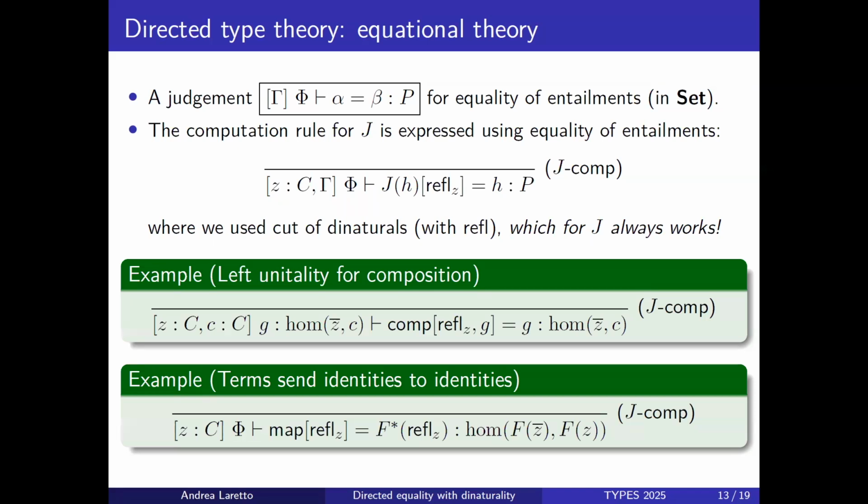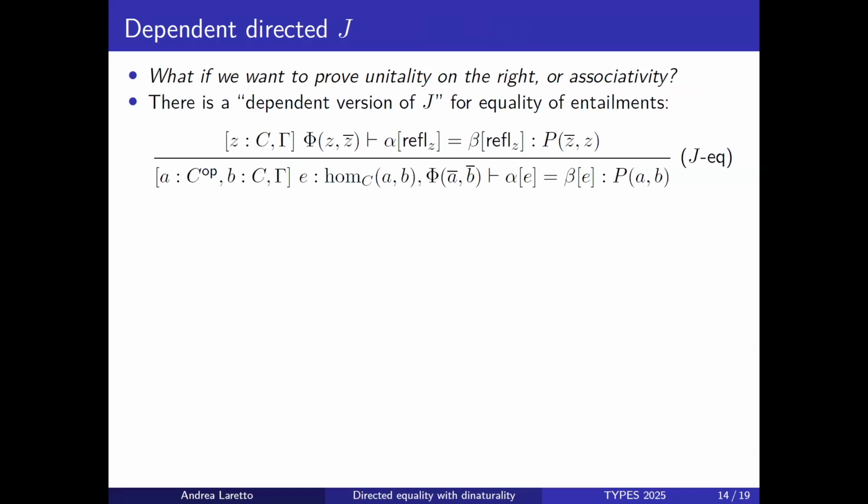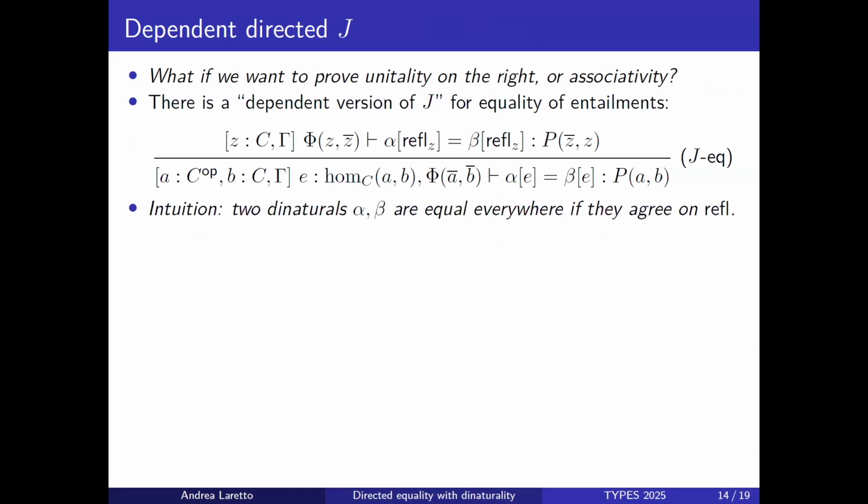So this is the same steps as in Martin-Löf type theory. And same thing here with using the functoriality of terms. If you apply congruence on REFL, you just get REFL back. What if you want to prove unitality on the right or associativity? This is where the naturality comes into place. So there is a dependent version of J for equality of entailments. So it's kind of like J, but it works on the judgment of equality. So this is how it works.